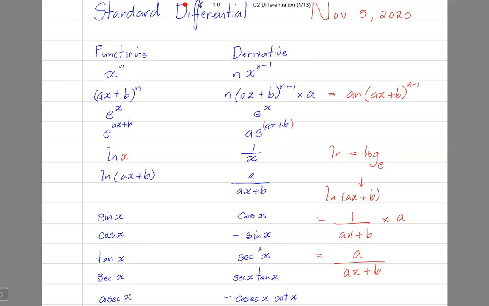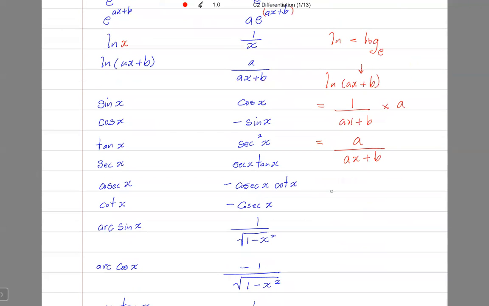When you differentiate sine, you get cos. If we differentiate cos, you get minus sine. If we differentiate tan, you get sec squared x. Does anybody remember how to differentiate tan? If I give you, let us say, y is equal to tan x, how would you differentiate it?